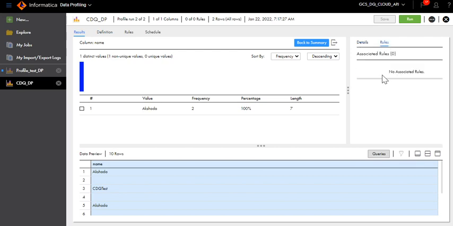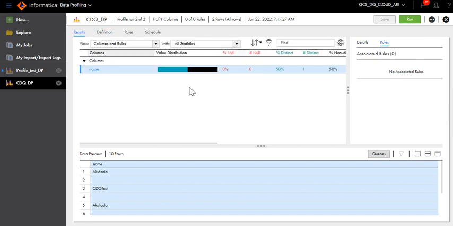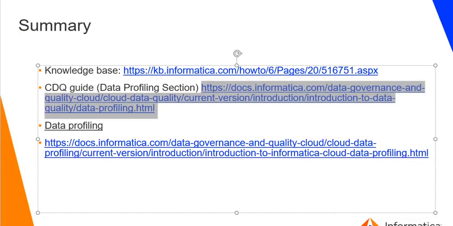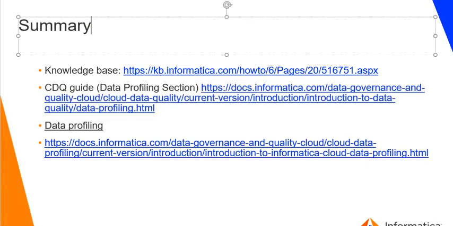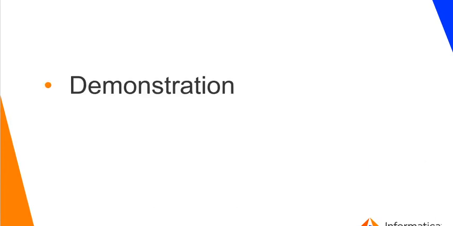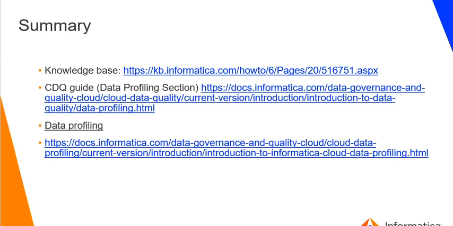If you have applied any rule, you will be able to see the associated rule on the right side of the profile result. In this way, you can review the profile results or the profile summary. The more the data, the more insights about the profile can be seen in the data profiling task. This was all about creating data profiling tasks in CDQ.